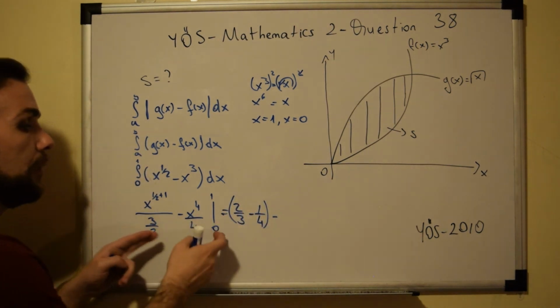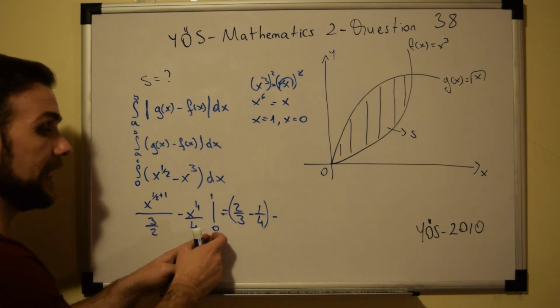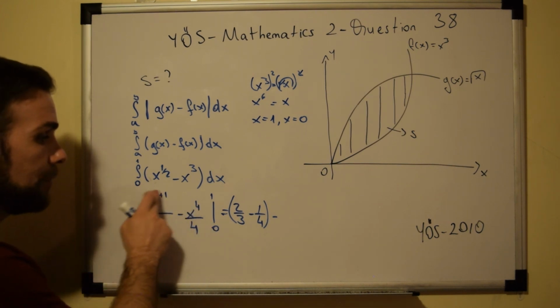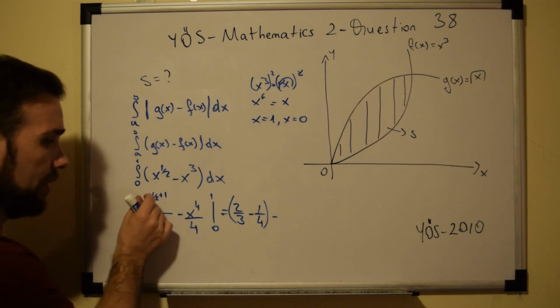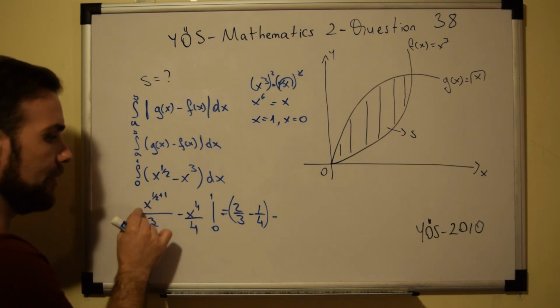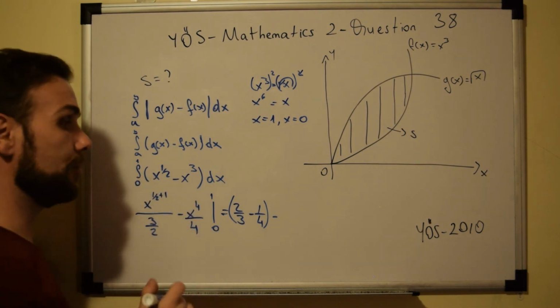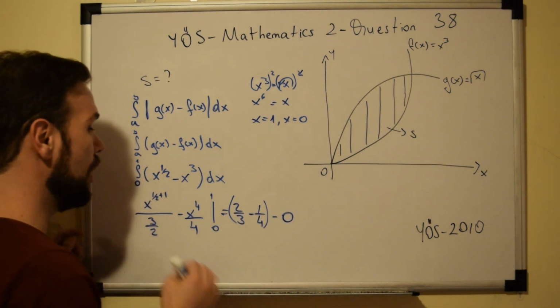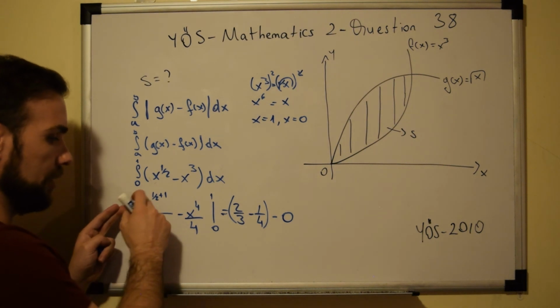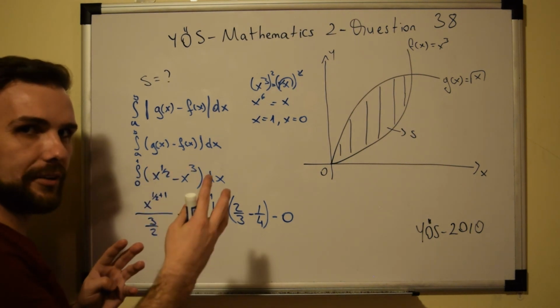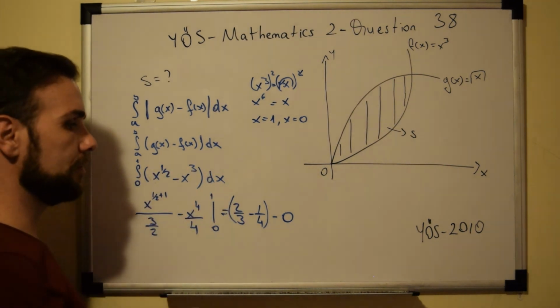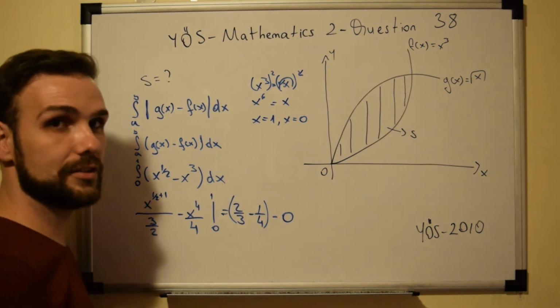Now what do we have to do? We have to give x the value of 0. Since x is 0, whatever operation we do there, we're still going to get 0. So this is going to be minus 0, because when 0 is divided by whatever number, it's still going to give us the value of 0. Therefore we know that this expression is equal to 0.